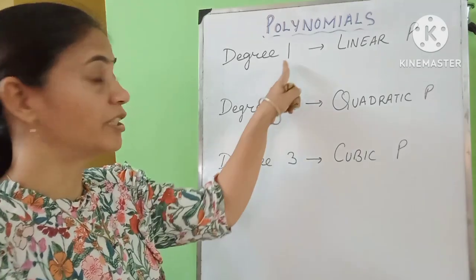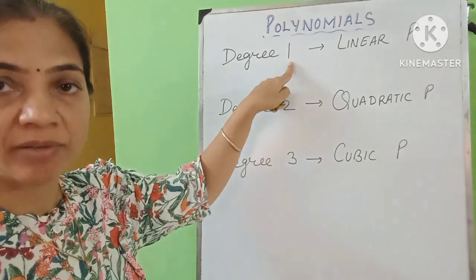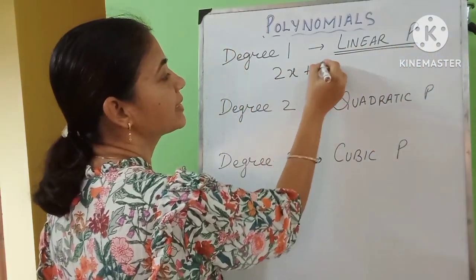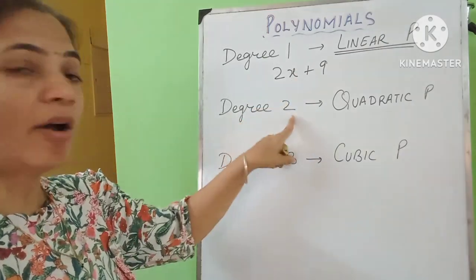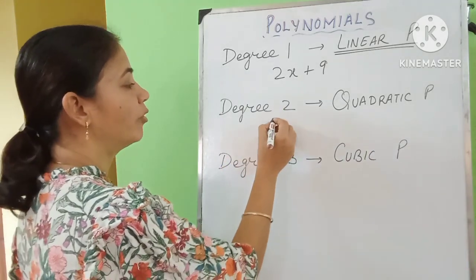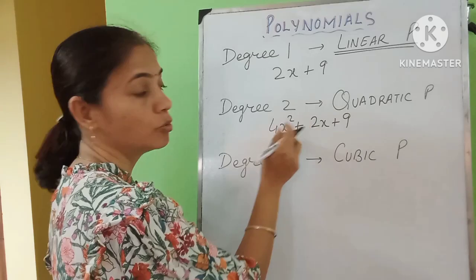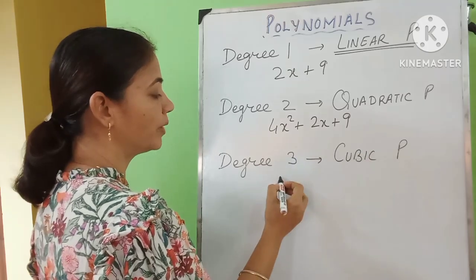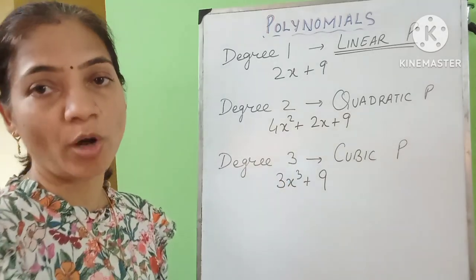Now let us talk about some special types of polynomials and their names. If I take a polynomial whose degree is 1 with one variable, that's known as a linear polynomial, degree 1, like 2x plus 9. It's a linear polynomial because the highest power of the variable is 1. If the degree of the polynomial is 2, then we call it a quadratic polynomial. For example, 4x square plus 2x plus 9. Here the degree of the polynomial is 2, so it will be called a quadratic polynomial of one variable. Variable is only 1. Coming to the cubic polynomial, 3x cube plus 9. It's a binomial and it's a cubic polynomial.